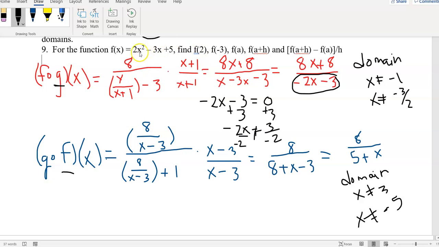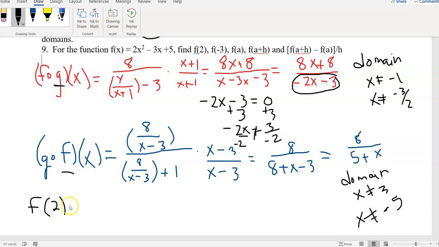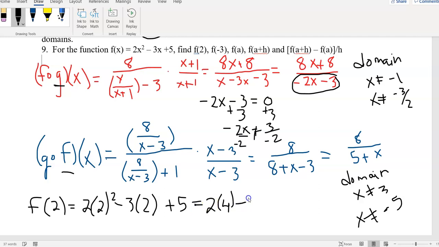All right, so let's start with f of 2. We are going to stick a 2 into the x's here. So f of 2 will be 2 times 2 squared minus 3 times 2 plus 5. And then let's just work through order of operations. That's 2 times 4 when we square our 2, minus 6 plus 5, or 8 minus 6 plus 5, we will get 7.